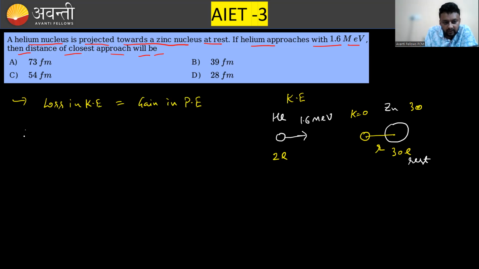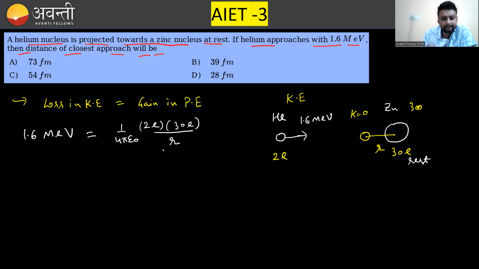What is the loss of kinetic energy? That is 1.6 mega electron volt. This much kinetic energy is lost, equal to the potential energy it has now. I hope you remember the potential energy of a system of two charges: Ke Q1 Q2 by separation R. Ke is 1 by 4 pi epsilon naught. Q1 is 2e, another is 30e, divided by the separation R. Clear? Now you just need to solve. The distance of closest approach is asked. This R is the distance of closest approach.